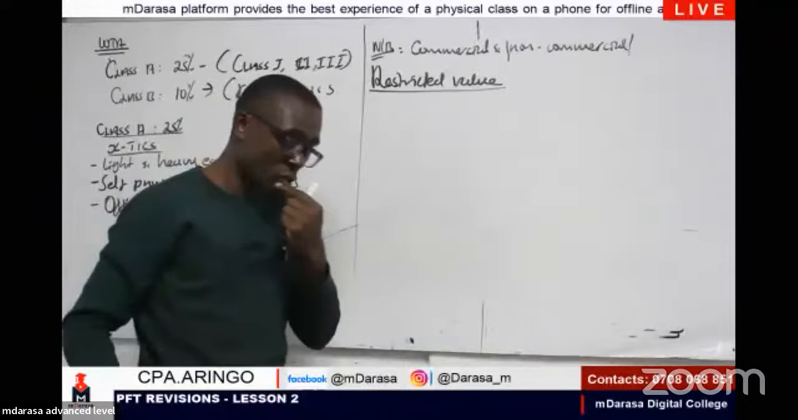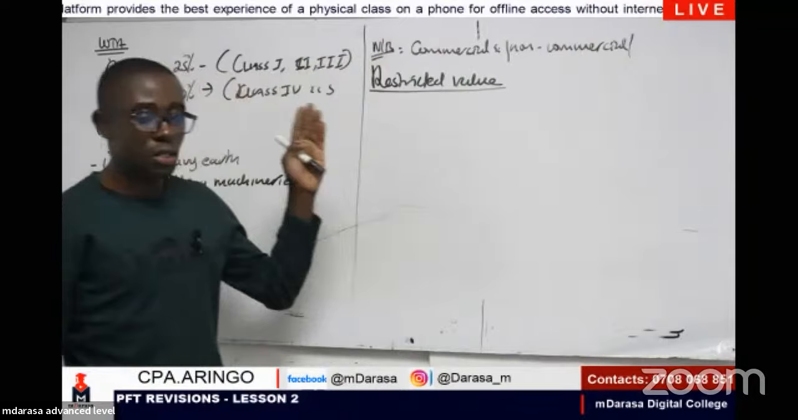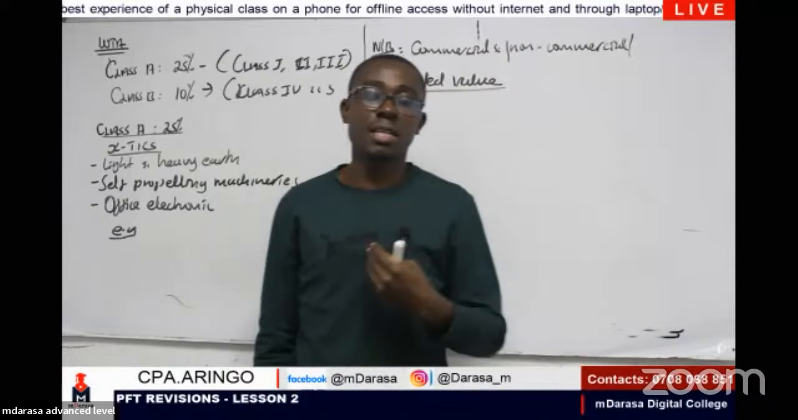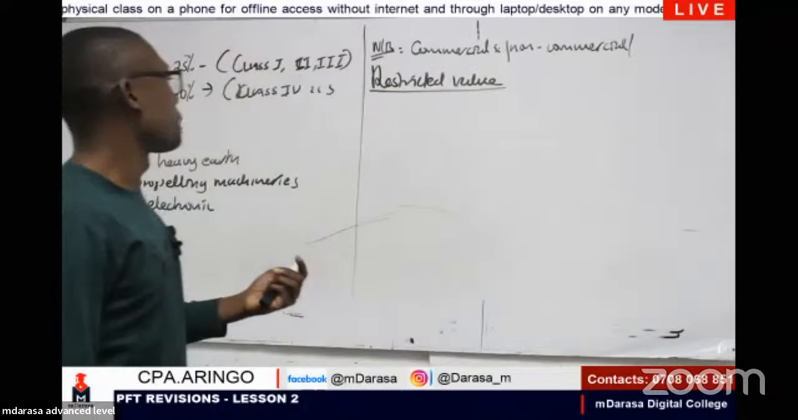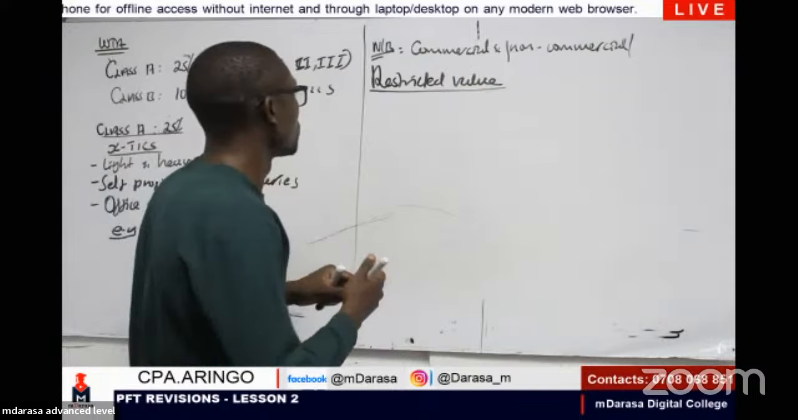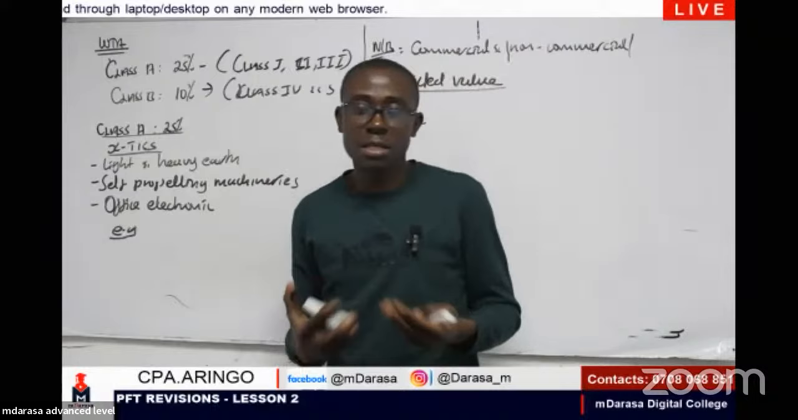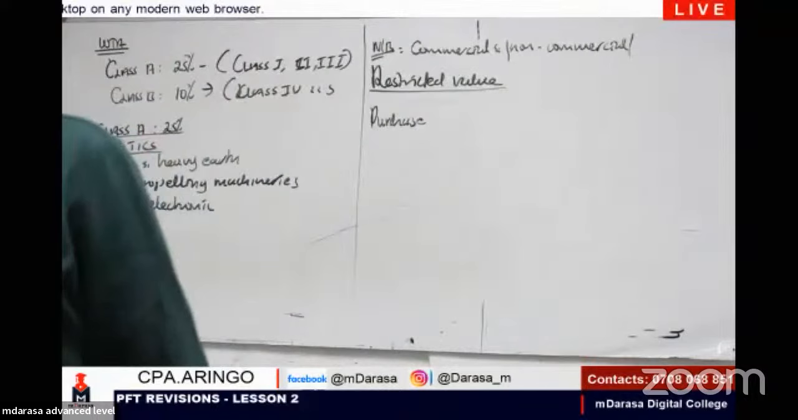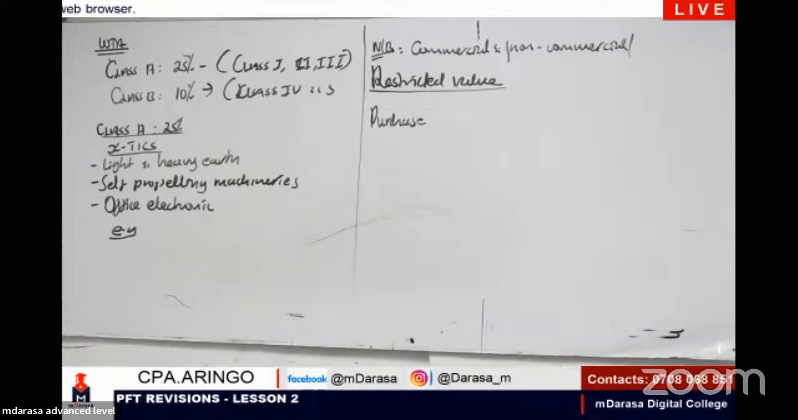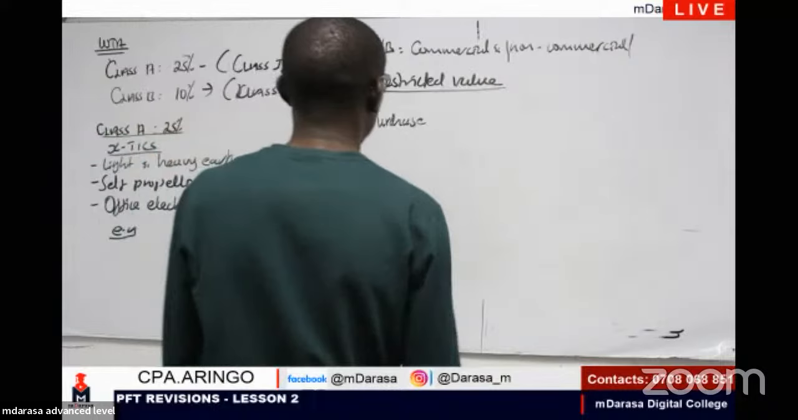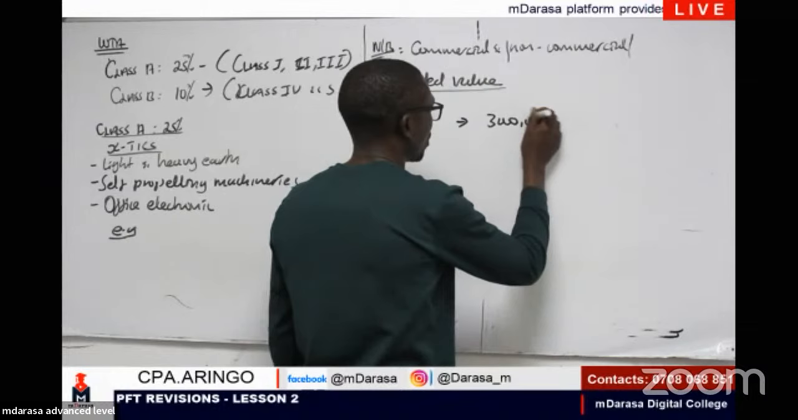So for non-commercial vehicles, we've said that these are vehicles used to support operations within our business. They are not used entirely to generate income directly. So at this point, we are talking of the concept of restricted value for non-commercial vehicles. Restricted value, we normally tend to go on purchase. So for the purpose of our notes, we can say that on purchase, non-commercial vehicles are restricted to 3 million.